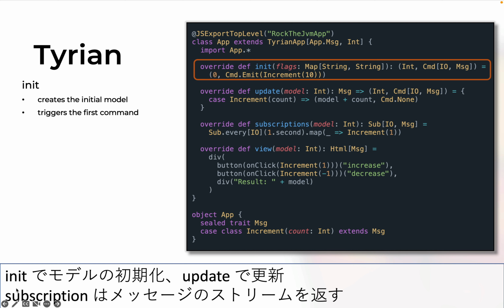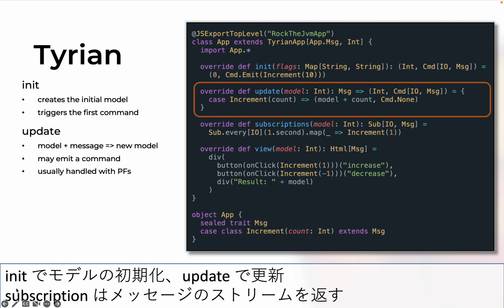So this is the init function. The update function is the core function that will update the model based on a message. So like I said earlier, every interaction with the front end or an HTTP call to the backend will trigger a new message. And based on that message, we create a new model.